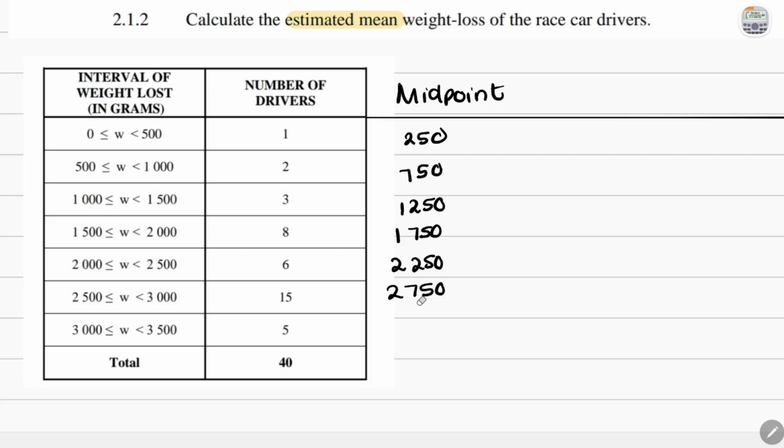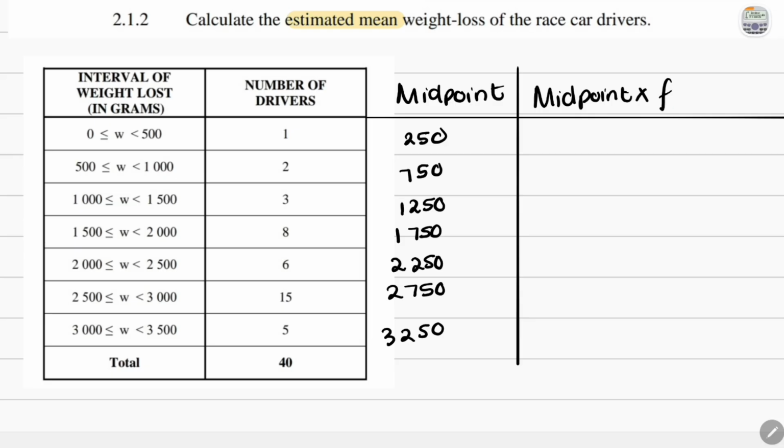Okay, so the next one will just be, that's 500. And so that is 3,250. And now that we have these midpoints, remember that there are specific amount of drivers in each category. So here, there's only one driver who lost, say, an average of 250 grams. So here, we're going to actually just take the midpoint and we'll multiply it by the number of drivers, the frequency. And that will give us the total weight lost in each category.